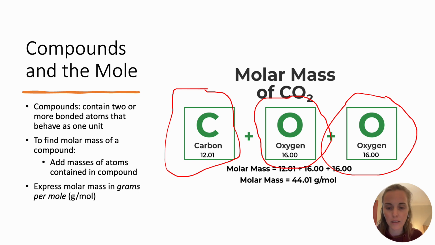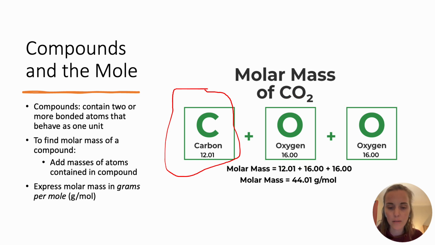Let me erase these so you can see it. They added them together down here. So the molar mass of carbon dioxide is going to be carbon plus oxygen's molar mass, or their atomic masses, which are equivalent things, and that is recorded on your periodic table. And so the sum total of your molar mass for carbon dioxide is 44.01 grams per mole.